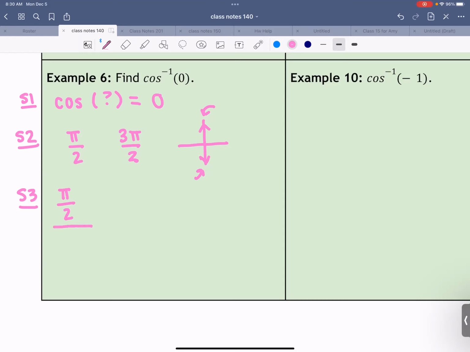I said for inverse cosine, we don't need to think about changing the answer because our answer is always going to be between 0 and pi. So this is my final answer. All right. Any question on example 6?